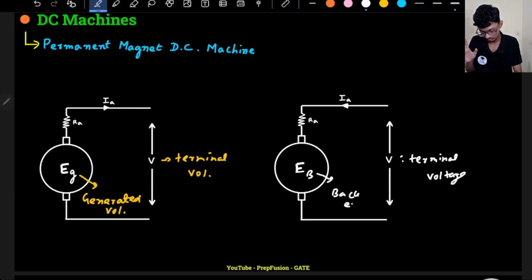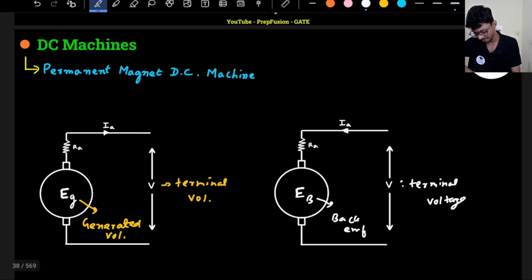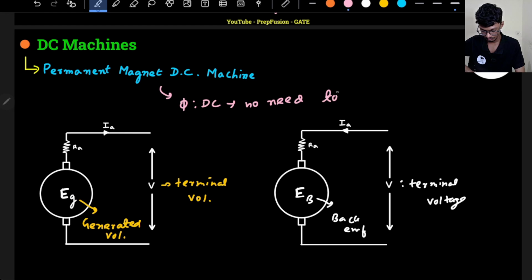Here it is a permanent magnet, so I don't need to excite the field coils because the field is already excited, because it is a permanent magnet. So in a permanent magnet, the phi is constant, it is DC, and there is no need to excite the field coil.